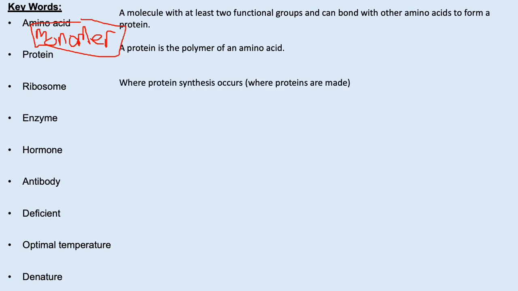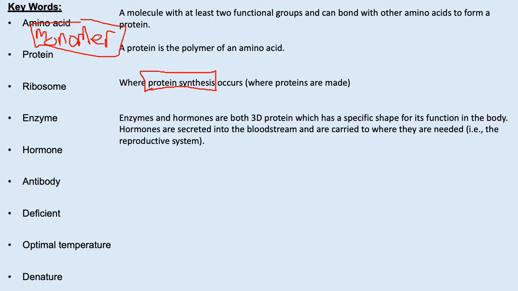A ribosome is where protein synthesis occurs. That is a really essential process. If you don't have protein synthesis, you can't make proteins, and then you wouldn't be able to survive because proteins are also enzymes as well. So ribosomes are really essential for us to live.